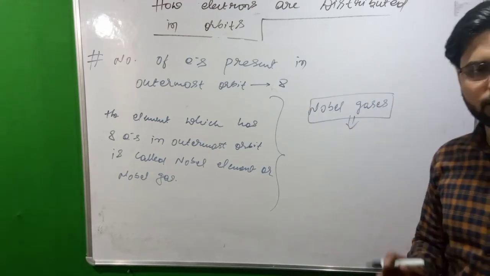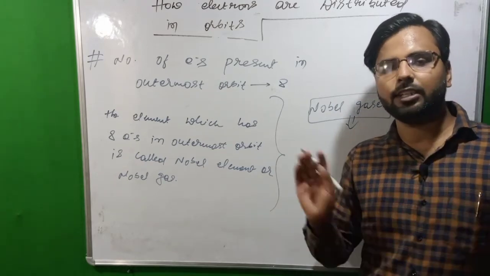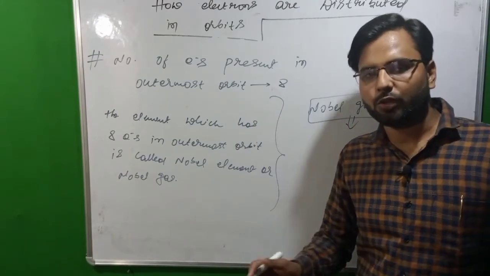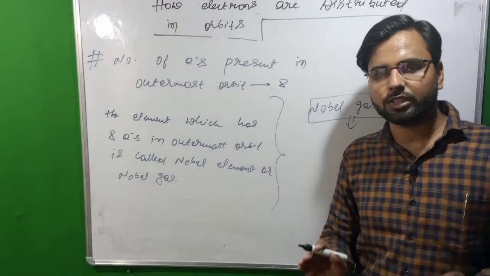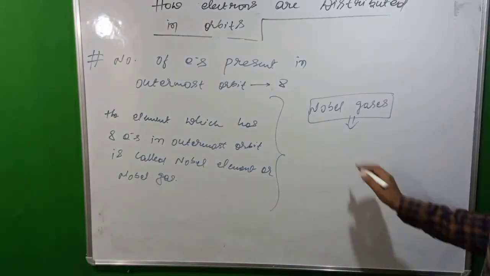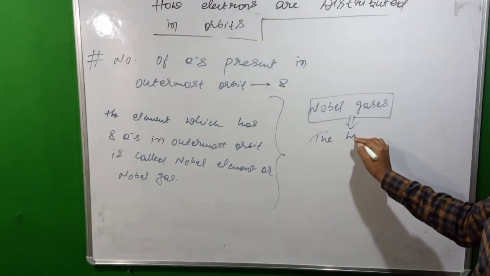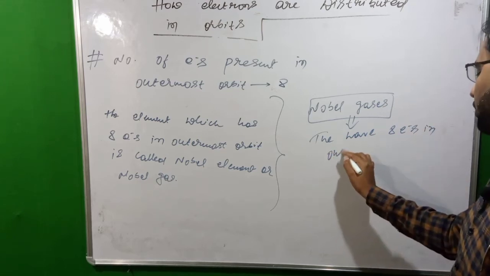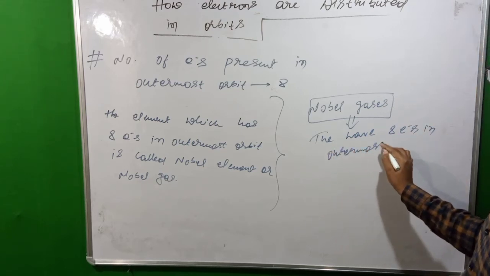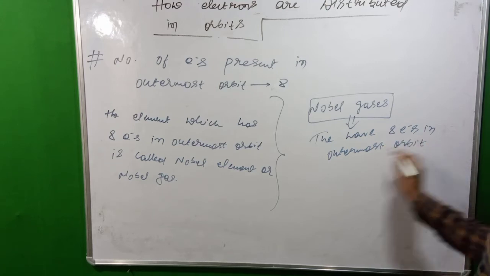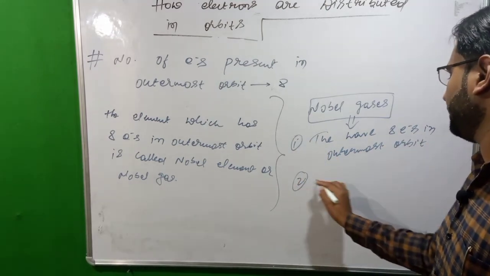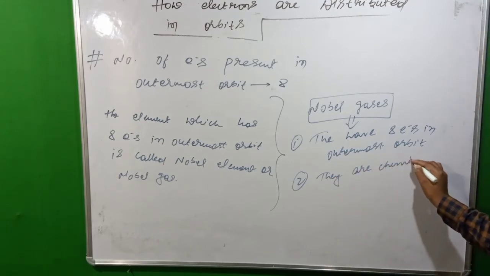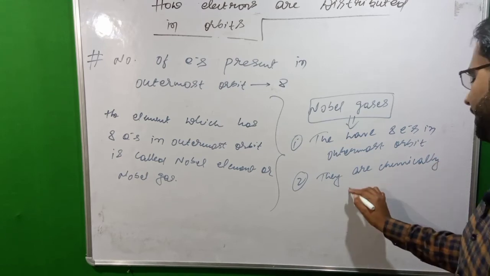Noble gases are those gases which have a fully filled outermost orbit, that is 8 electrons, or we can say that noble gases have 8 electrons in the outermost orbit. That is point number 1. Point number 2 is they are chemically inactive.